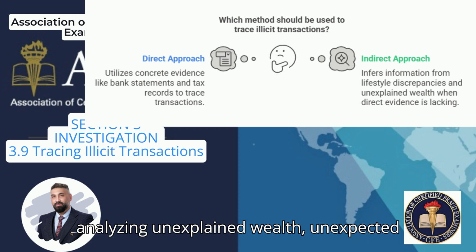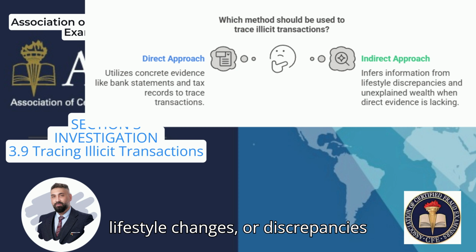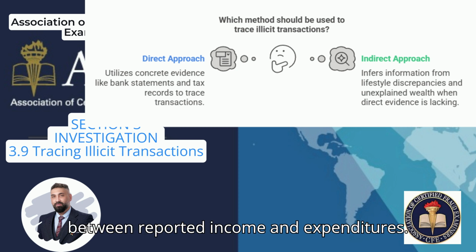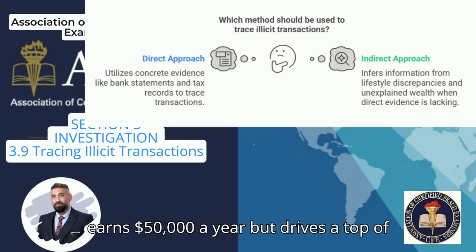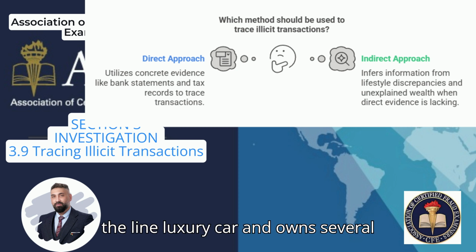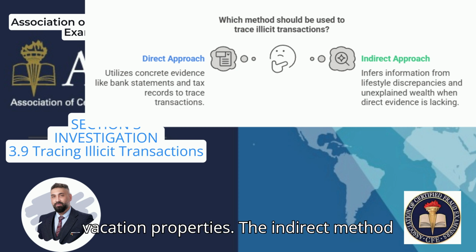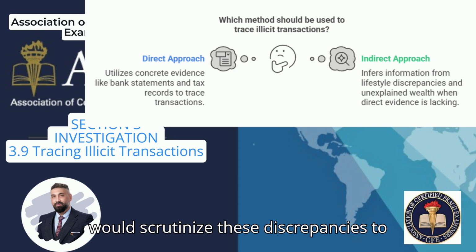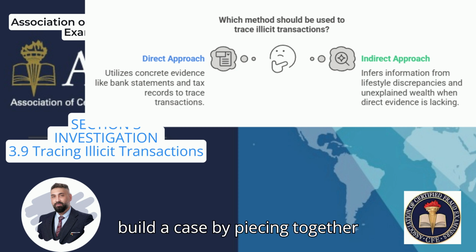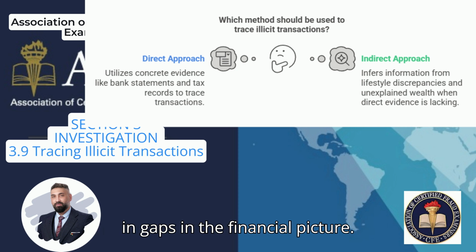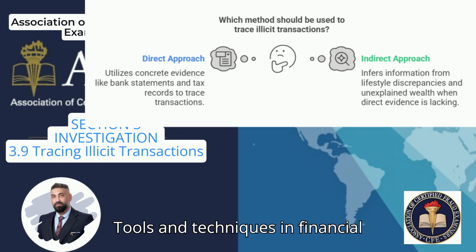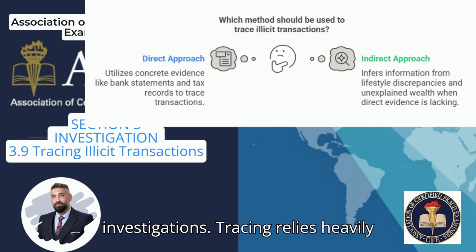In contrast, the indirect method requires investigators to infer information where direct evidence is lacking. This might involve analyzing unexplained wealth, unexpected lifestyle changes, or discrepancies between reported income and expenditures. For instance, if someone officially earns $50,000 a year but drives a top-of-the-line luxury car and owns several vacation properties, the indirect method would scrutinize these discrepancies to build a case. By piecing together circumstantial evidence, this approach complements the direct method by filling in gaps in the financial picture. Tools and techniques in financial investigations.